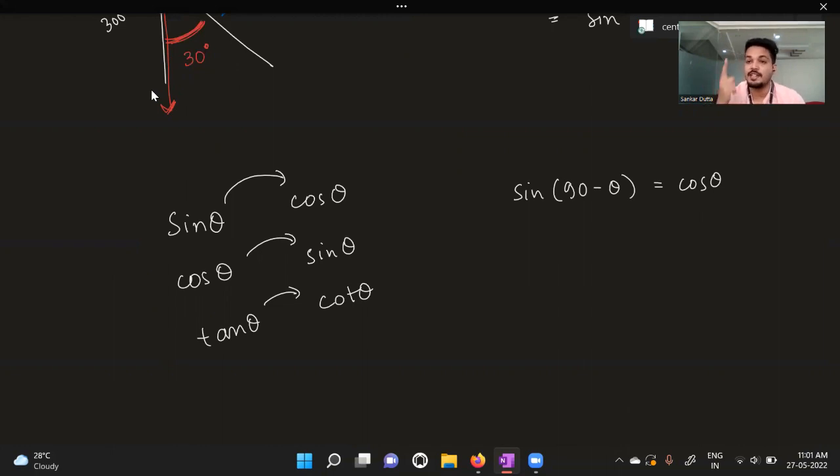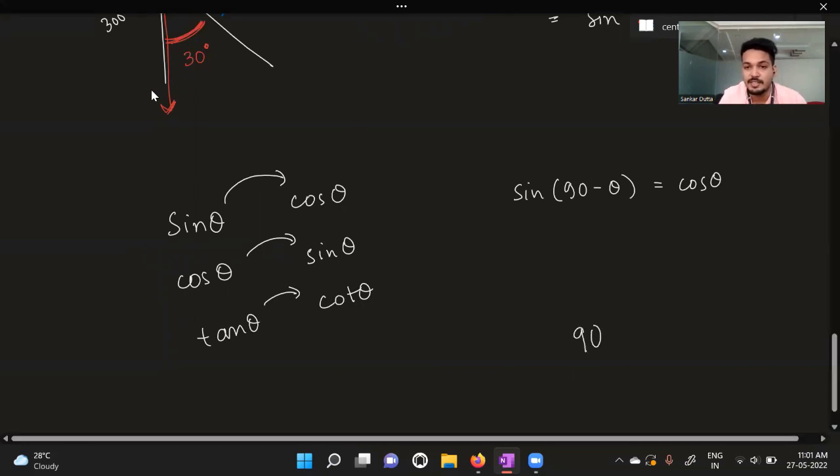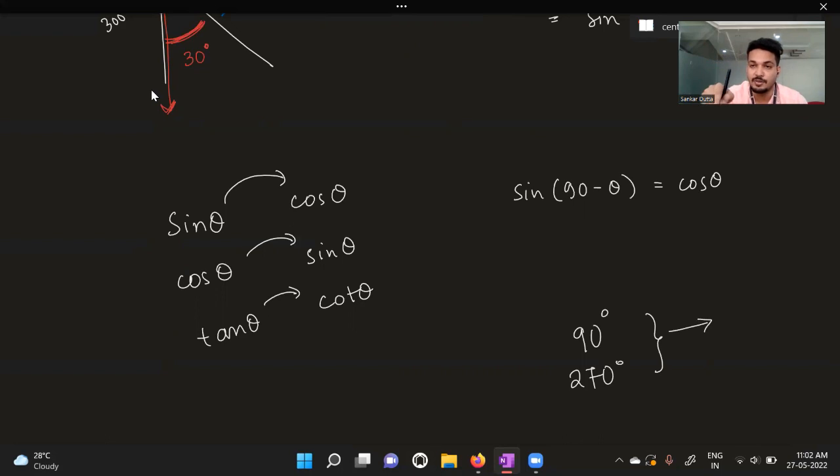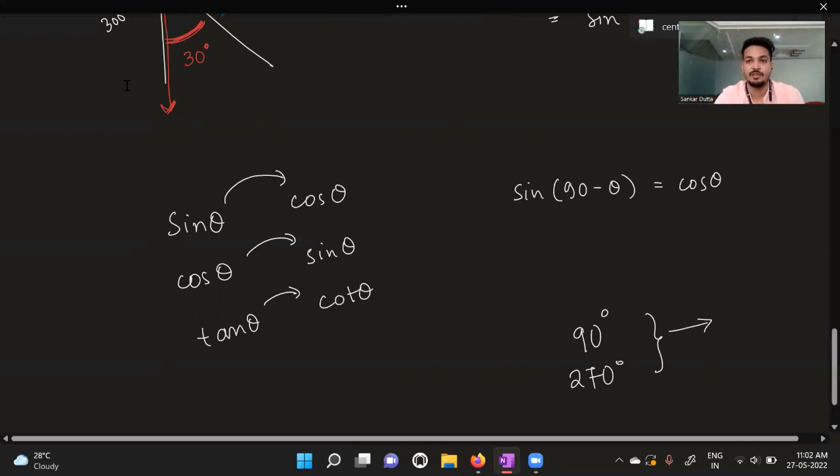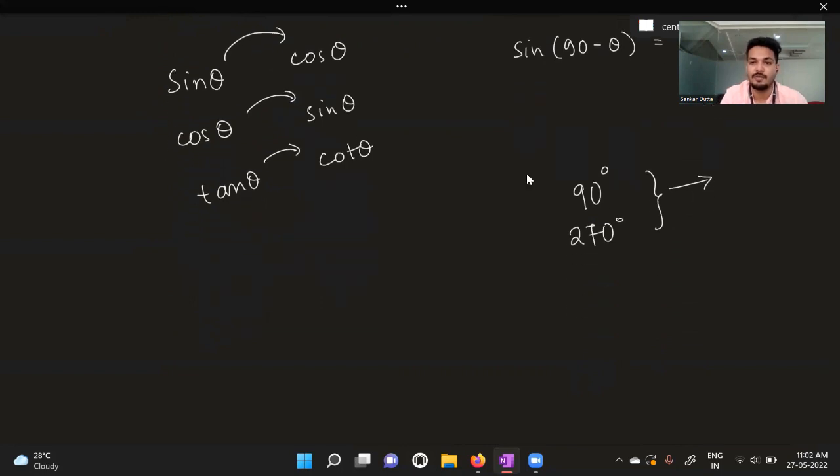If you are using any angle that is along the y-axis, which means if you are using 90 degrees or 270 degrees, in these scenarios, you have to change whatever trigonometric ratio is given in the question to its complementary form. You have to change it to its complementary form.